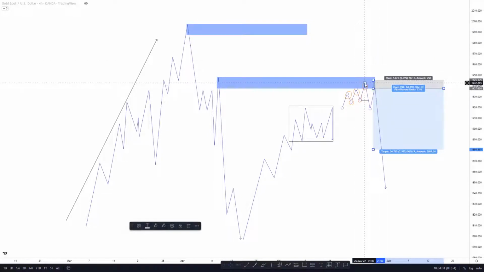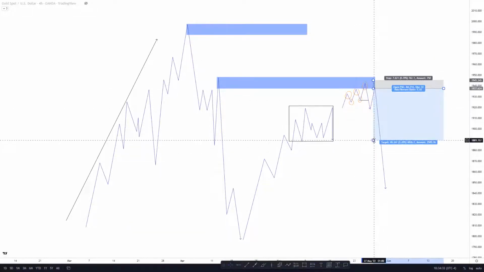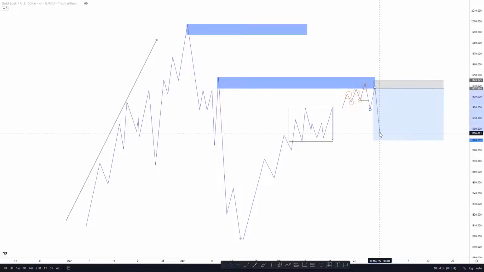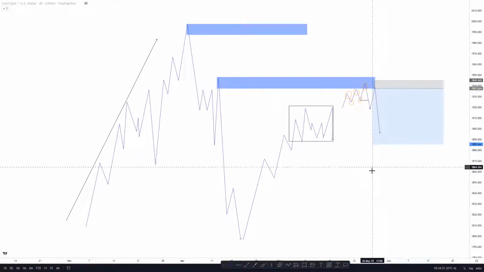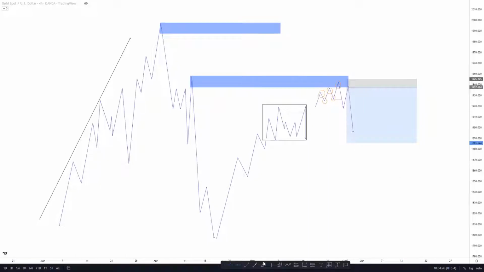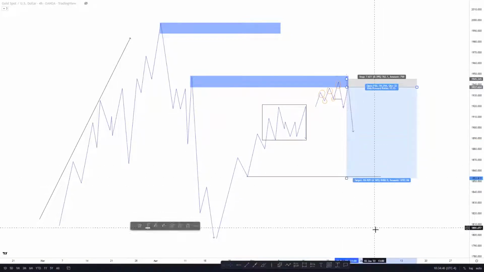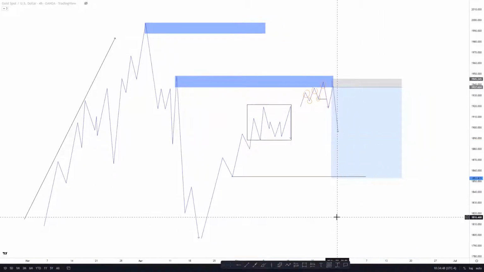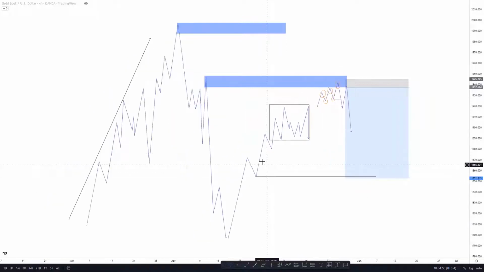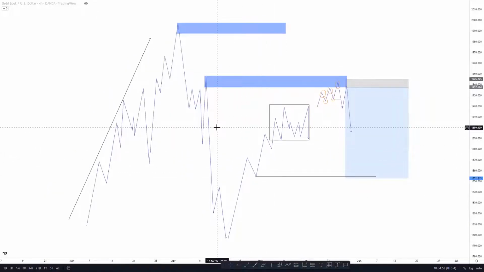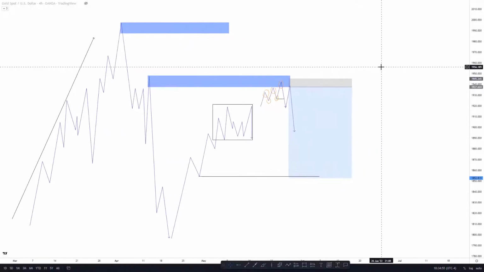Stop loss just above the previous highs, and target the Asian lows first as your first point of interest, and the second point of interest will be these lows. This will be your second point of interest. Yeah, so this is how I use point of interest areas.